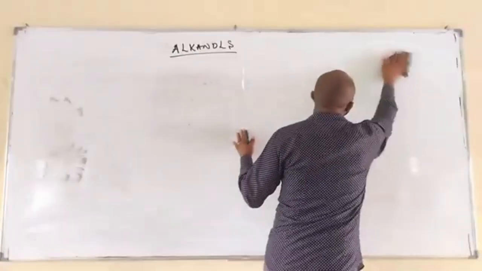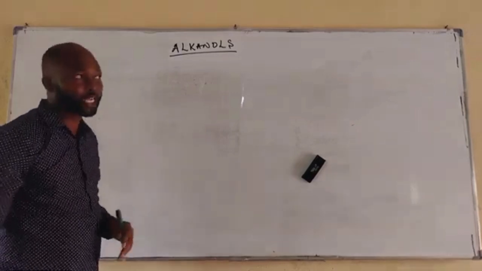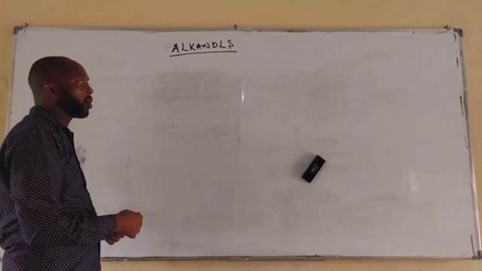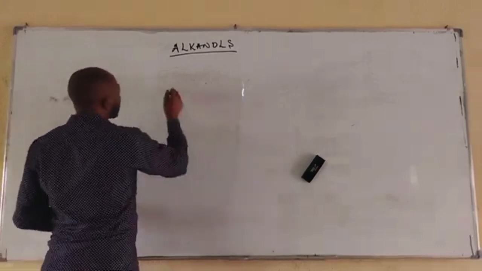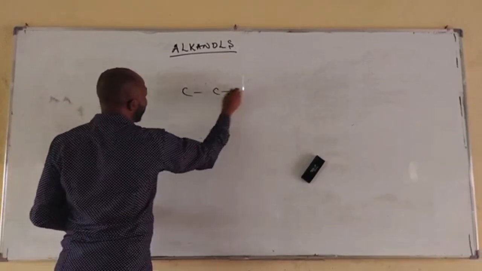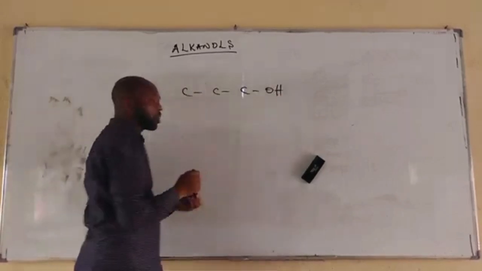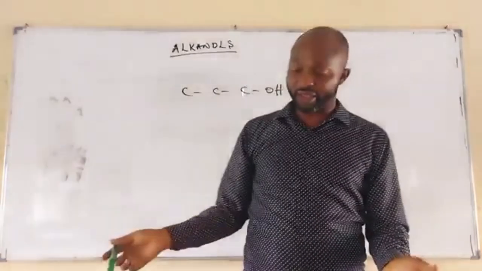The second classification is based on what? The number of what? Hydroxy groups attached to a molecule. So we first talked about the monohydric what? Alcohols, where there is just one OH group. So we can have something like this, and we have just one OH group, and that is 1-propanol. It can be 1-butanol. It can be anything.